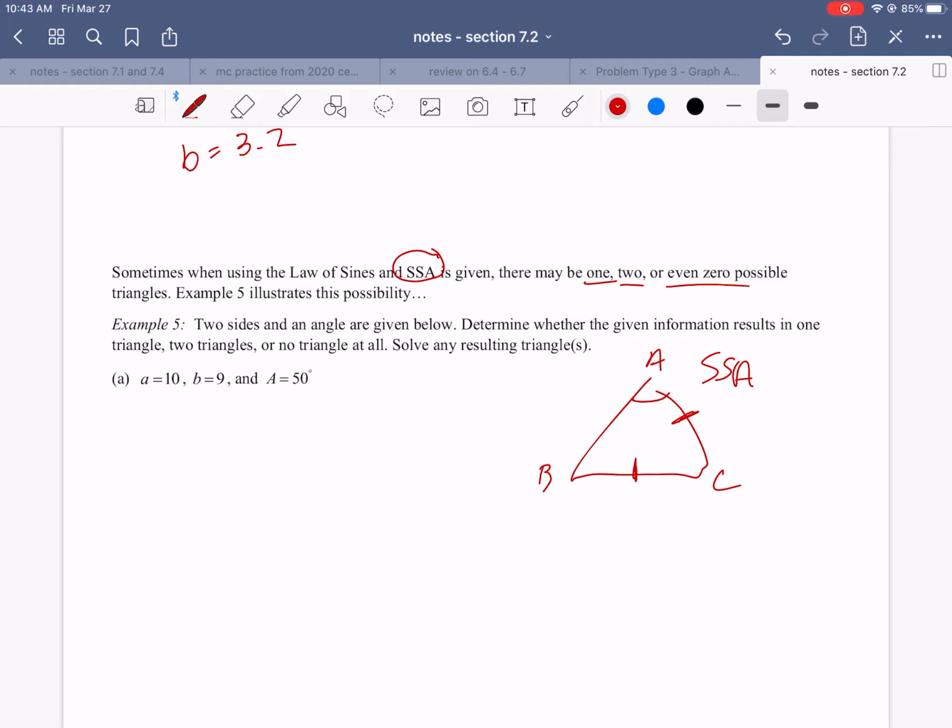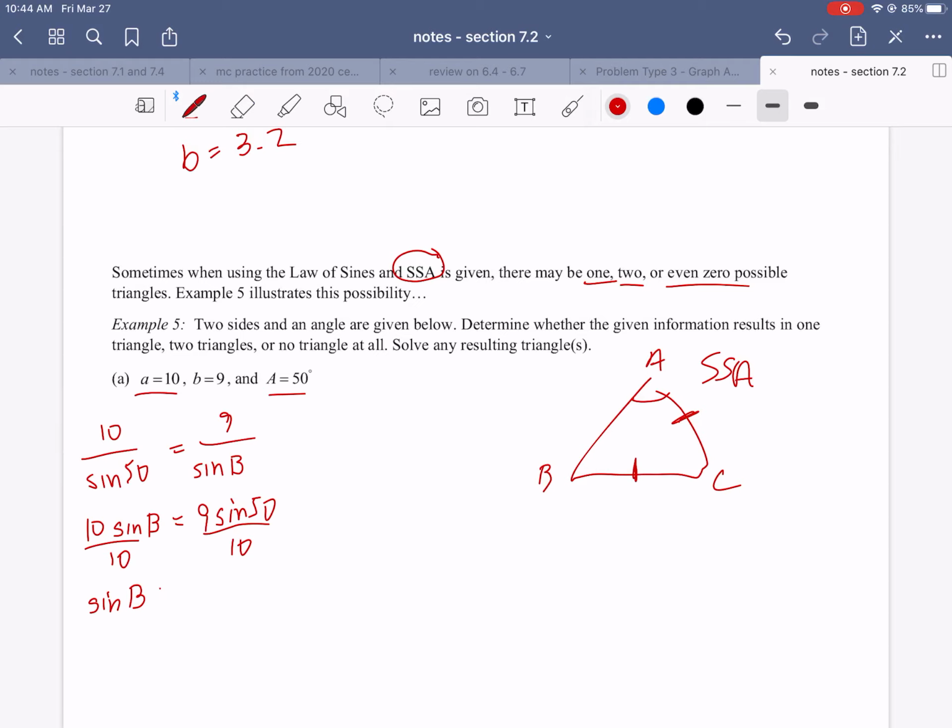Okay, so the first thing that we're going to do is try to find angle capital B. So notice that my given ratio is the A ratio here, so that would be 10 over the sine of 50, and we're going to set that equal to the B ratio in order to hopefully find angle capital B. So that'll be 9 divided by the sine of capital B. We're going to cross multiply and divide, so 10 times the sine of B, I'm going to do the cross multiplication first so you can clearly see what happens here, is equal to 9 sine of 50, and then I have to divide both sides by 10 in order to get sine of B by itself.